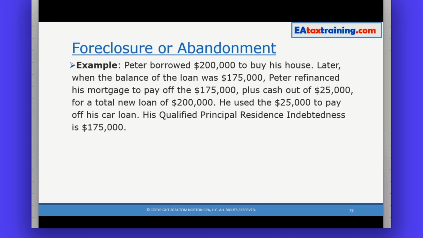So if he were to now be foreclosed on or abandon that house while he's still got a $200,000 loan, and the lender was to accept that house as full payment for that loan, he would not have $200,000 of debt forgiveness income. $175,000 of that would be excluded, but he would have $25,000 of debt forgiveness income because that extra $25,000 was used to pay off his car loan, not to buy or improve the house.